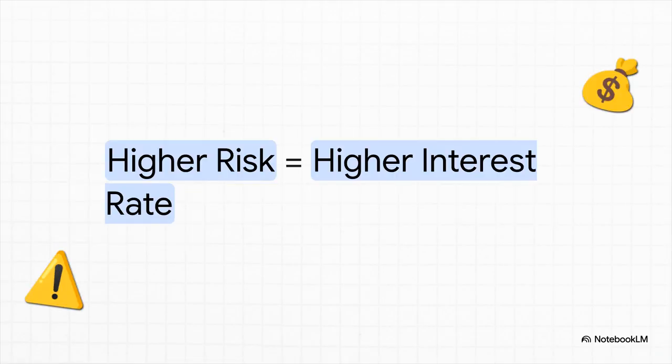And the relationship here is as simple and direct as it gets. The more risk a lender thinks they're taking on with a borrower, the higher the interest rate they're going to charge. It's just that simple. And that's exactly why a super safe government bond has a way lower interest rate than, say, a personal loan or a loan to a brand new startup.